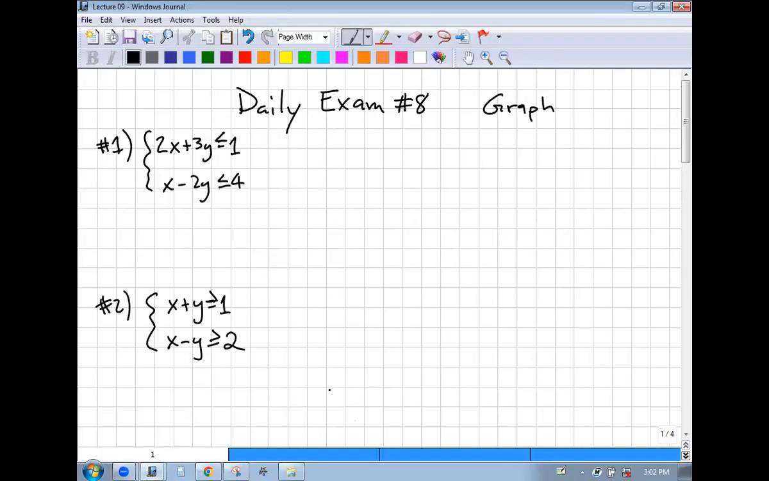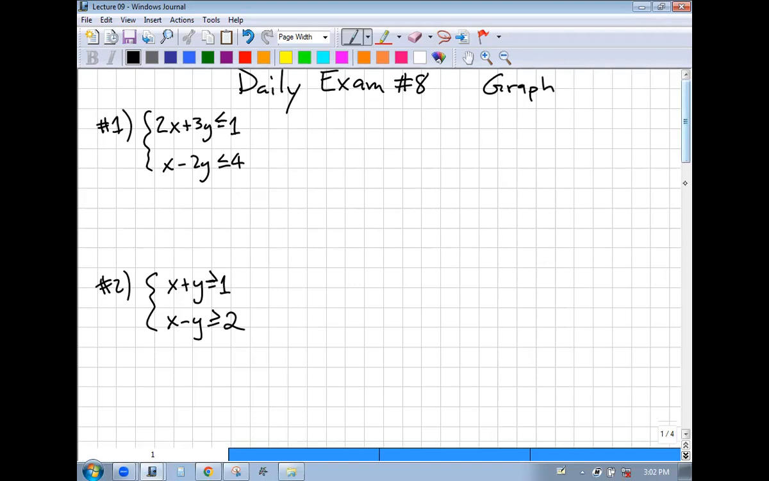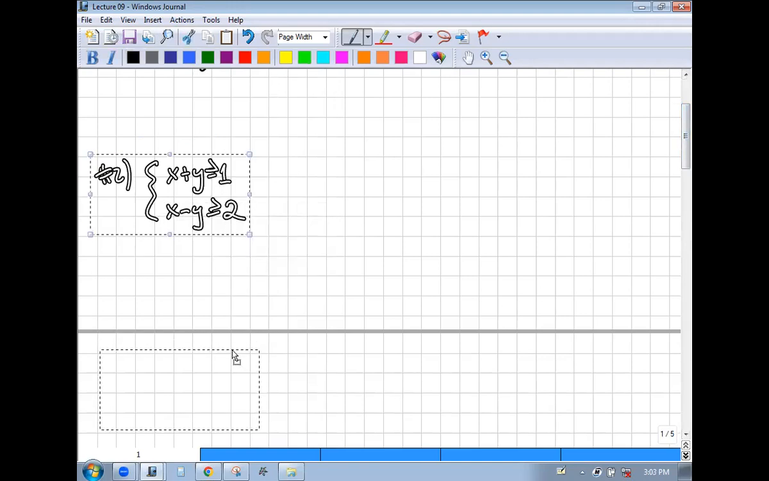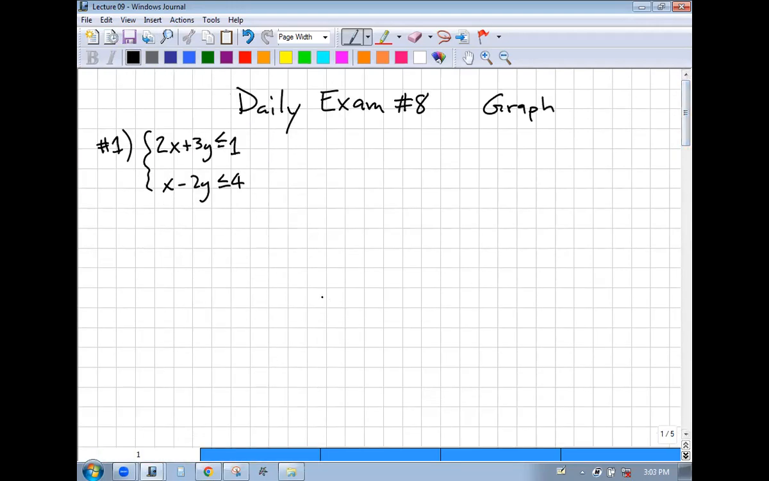So here's the exam from last time, simply graphing again, okay? Let's work this, let's insert new page, move number 2 down here. All right, so we need to graph these first as if they were lines. So let's get the y by itself, put it in the slope intercept form. So if I subtract 2x from both sides, I get that. If I divide everything by 3, I have this. So let's graph that.